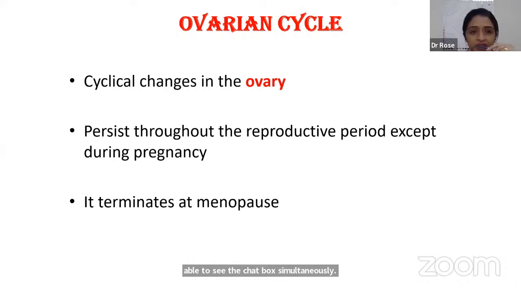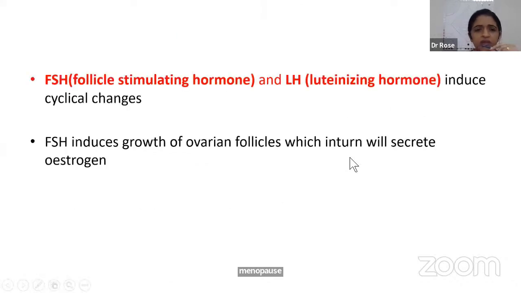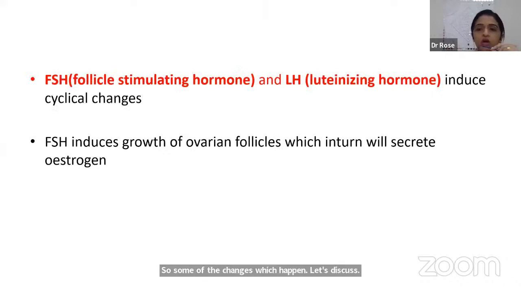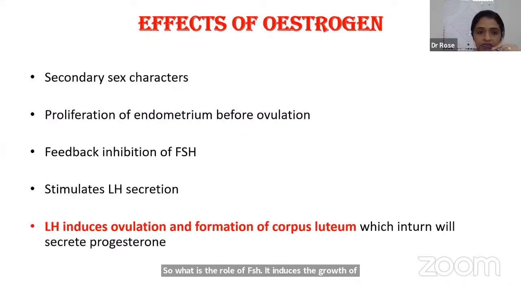So coming to the ovarian cycle, the cyclical changes in the ovary. It persists throughout the reproductive period except during pregnancy, and it terminates at menopause. So some of the changes which happen, let's discuss. You have two hormones, follicle stimulating hormone and luteinizing hormone. They are actually the main hormones running this cycle. So what is the role of FSH? It induces the growth of ovarian follicles, which in turn will secrete estrogen.